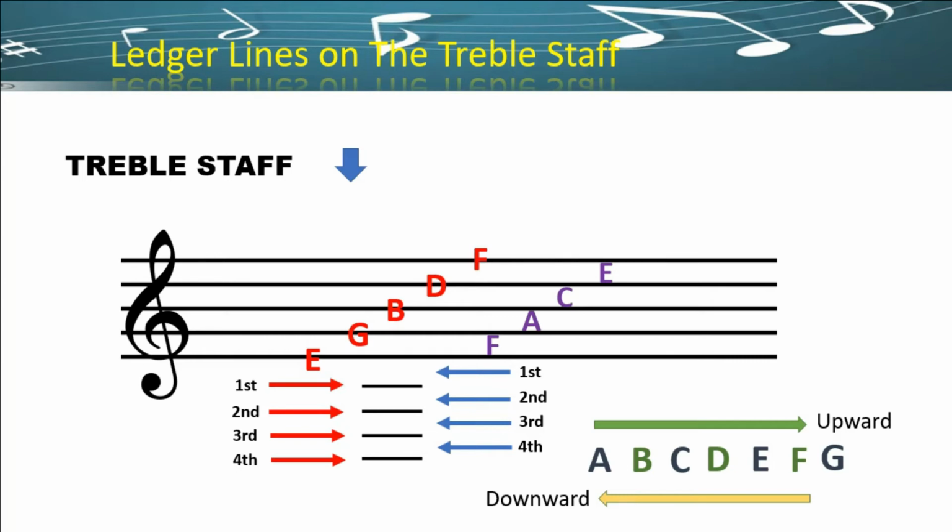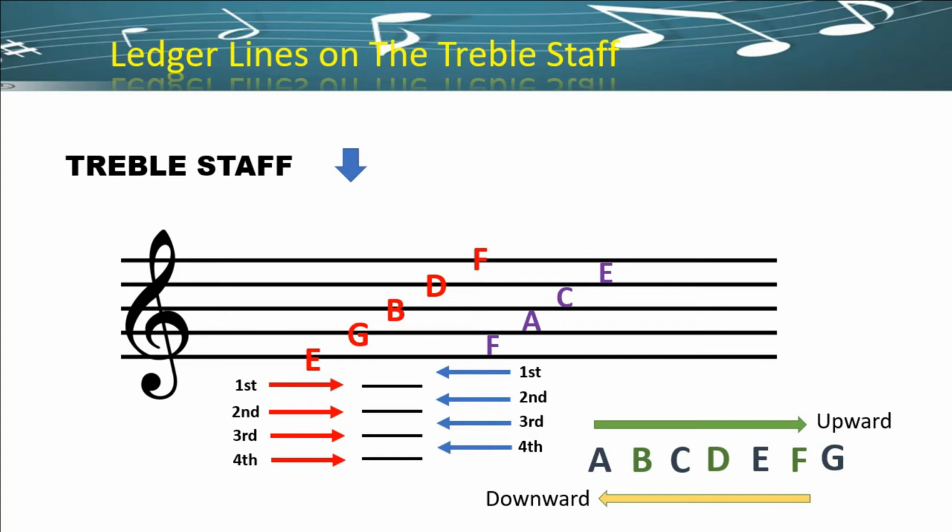From E, which is a line, we went to F, which is a space. From F, we went to G, which is a line. From G, we went to A, which is a space. From A to B, which is a line. From B to C, which is a space. From C to D, which is a line. From D to E, which is a space. And then from E to F. Okay, now let's come back to the ledger line.